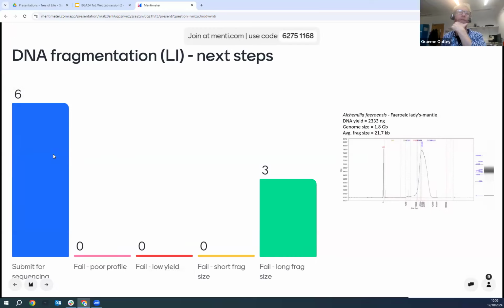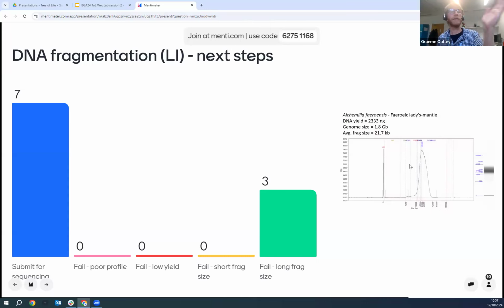Yes, so we have 6 people submitting for sequencing, 7, and then 1 average fragment size too long. So this is definitely a sample that's on the borderline of being too long, I would say. I think, as I mentioned, we're looking at submitting samples between 12 and 20 kb. And so that slightly falls out of that window. But from memory, I think we did still submit this for sequencing to see how the results came back.